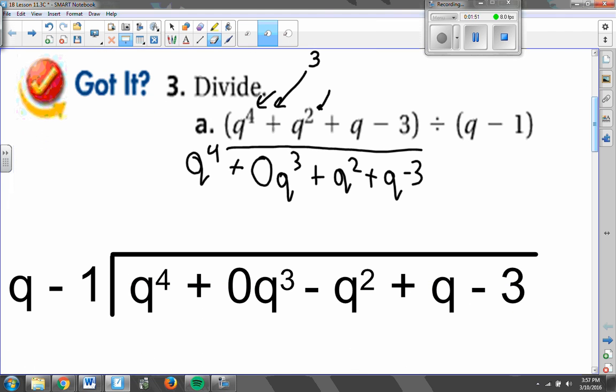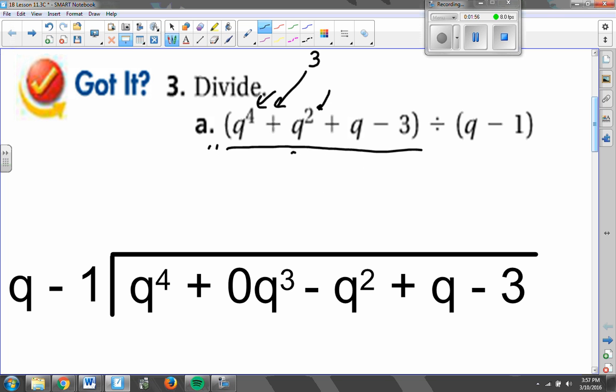I'm going to erase this now so we have room to put our answer. But now we're doing q to the fourth plus 0 q to the third plus q squared plus q minus 3, all divided by q minus 1. And just as a reminder, in front of all of these q's that don't have a number is a 1. Always keep that in mind. If there's not a number there, think of it as a 1. And remember, if there's a term missing or an exponent missing, when we go 4, 3, 2, 1, 0, you need to add that in there with a 0 coefficient.